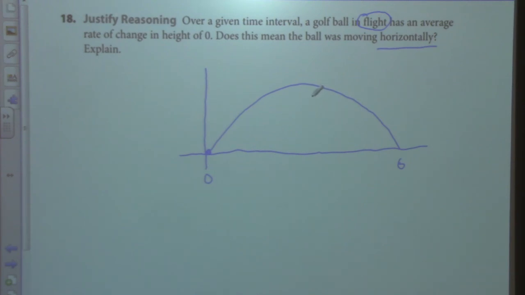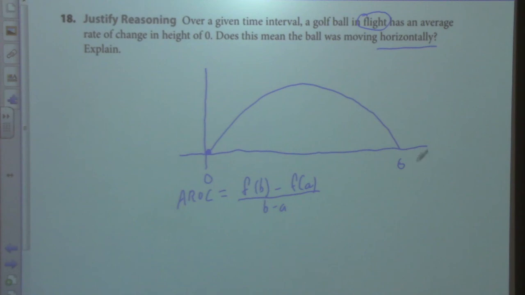Okay, average rate of change. Do you understand what average rate of change is? Yes, it's slope or velocity. Average rate of change is equal to the final y value minus the starting y value over b minus a.